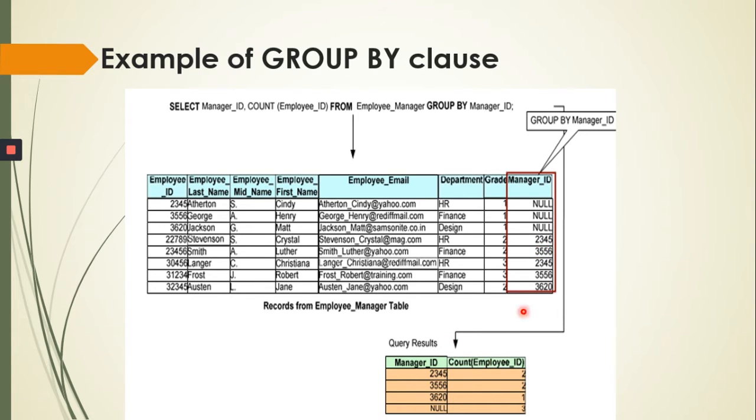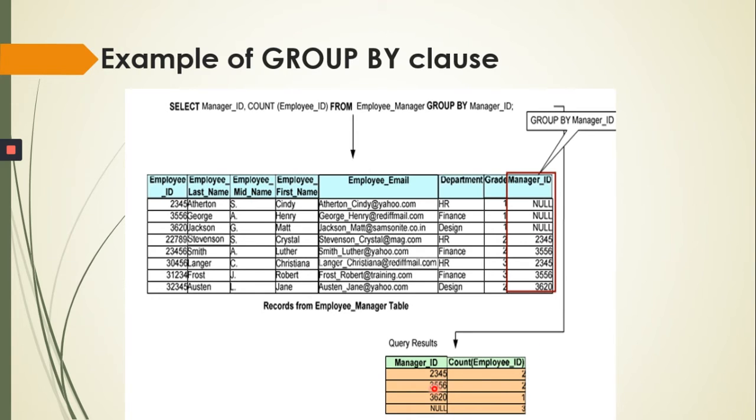So 2 3 4 5, 3 5 5 6, 3 5 5 6. 2 3 4 5 is repeating again, so it is avoided. 3 5 5 6 is again repeating, so avoided. Then 3 6 2 0, and the last is null. So 2 3 4 5 is repeating 2 times, so here we have a count of 2.